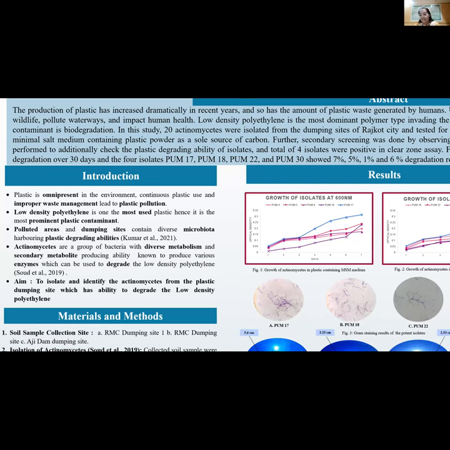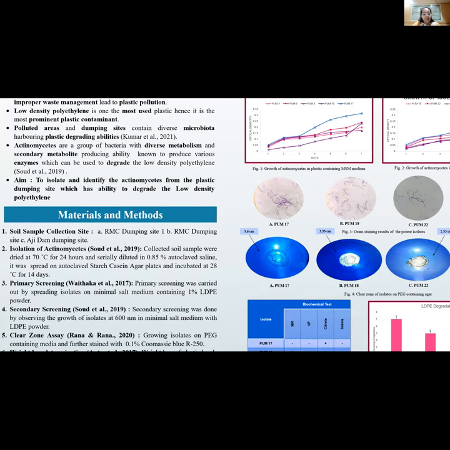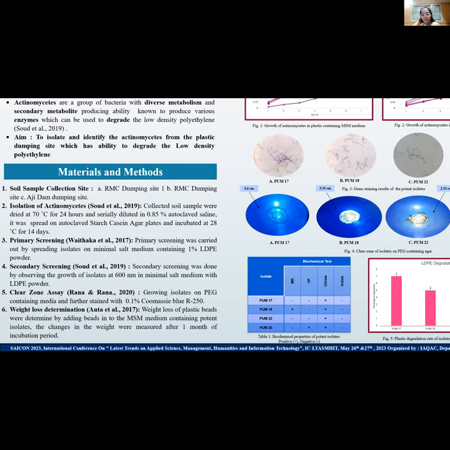Polluted areas like dumping sites contain several microbiota which are able to degrade plastic. I have chosen actinomycetes specifically. In my research, I went through the following materials and methods. First, I chose three different sites from the Rajkot region to collect soil samples from dumping sites. Then I isolated actinomycetes from those areas.